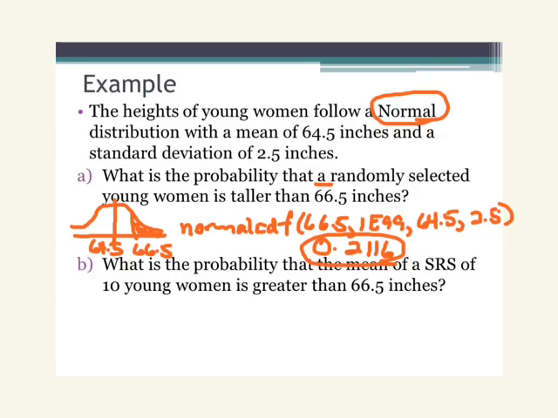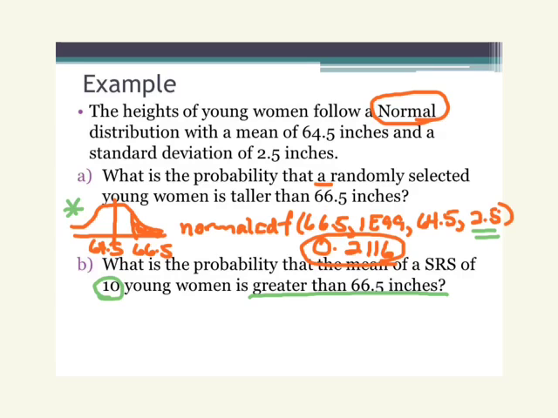Question B says, what is the probability that the mean of a simple random sample of 10 young women is greater than 66.5 inches? So what's changed in problem B compared to part A is that now I'm dealing with a sample of young women. But again, I still want them to be greater than 66.5 inches. So the picture that we drew in part A still applies. It's the same thing. But what's going to change in this problem? Well, with what we've learned about sampling distributions, the mean's going to stay the same. The normal distribution picture is going to stay the same. The only thing that's going to change is the standard deviation.